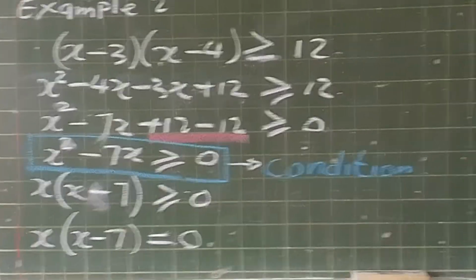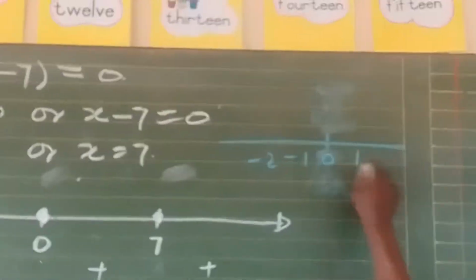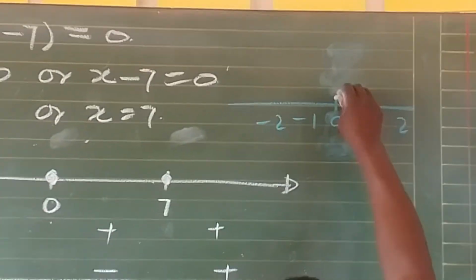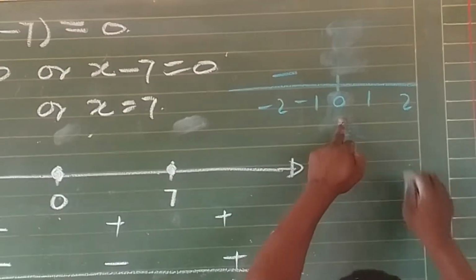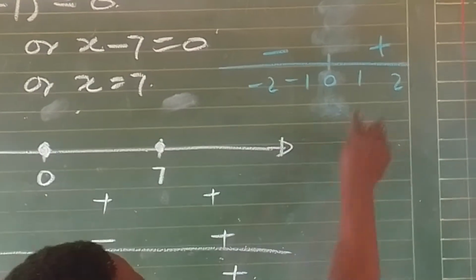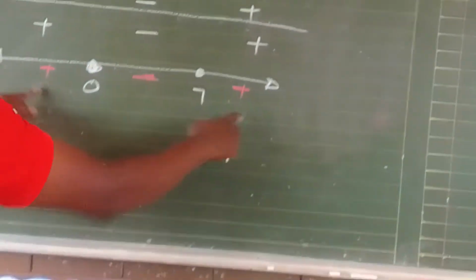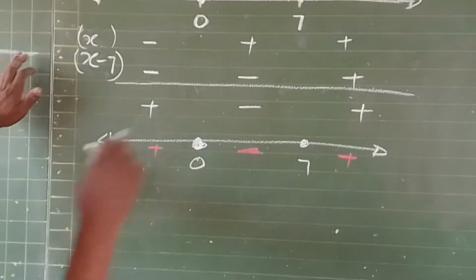This is your number line. You have 0, you have minus 1, you have minus 2, you have 1, you have 2. Any number less than 0 is negative. Any number greater than 0 is positive. So we are going for positive. You can see that the positive is here. Now we start by giving the solutions for your answers.